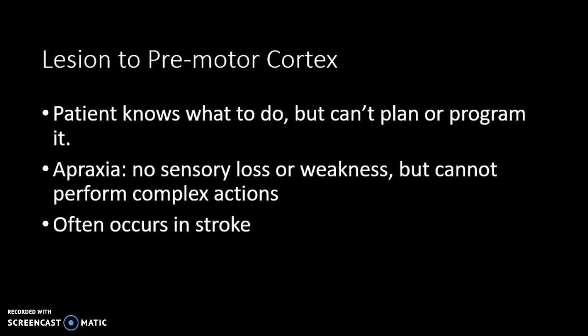Now, if we have a lesion to the premotor cortex, this would be like people that might have suffered from a stroke. The patient knows what to do, but cannot plan or program it. So there's also apraxia, in which there is no sensory loss or weakness, but the patient cannot perform complex actions. Meaning we have issues with that planning. We know what to do, but we can't tell our hand how to shake, just like maybe shaking a hand.